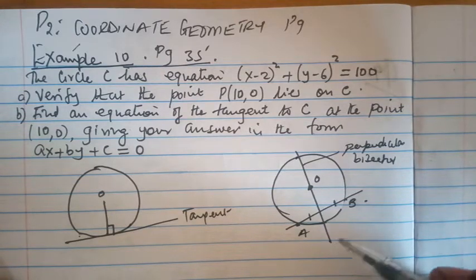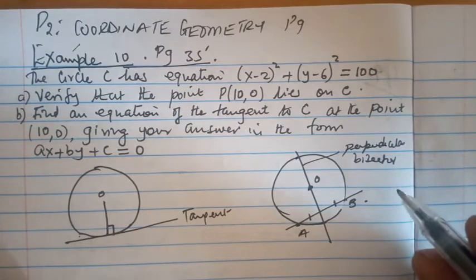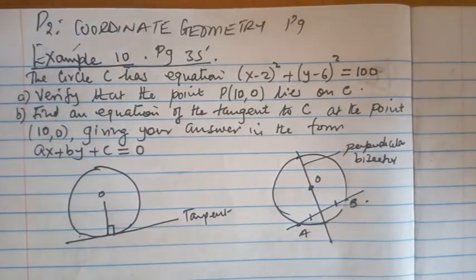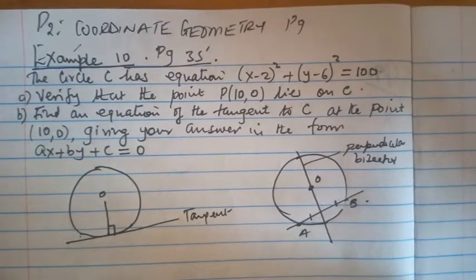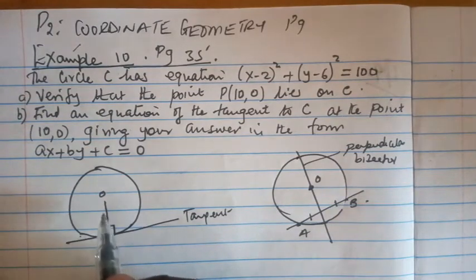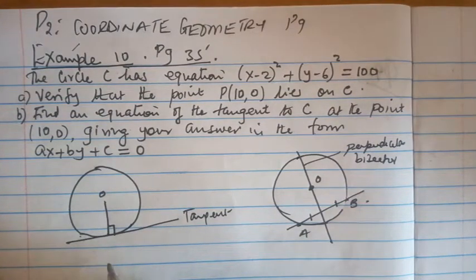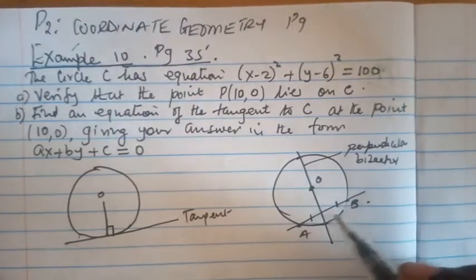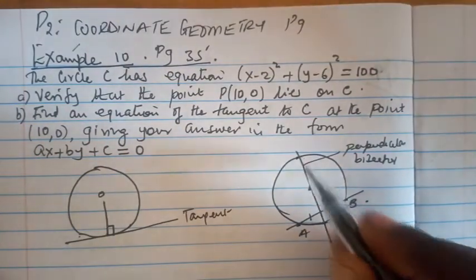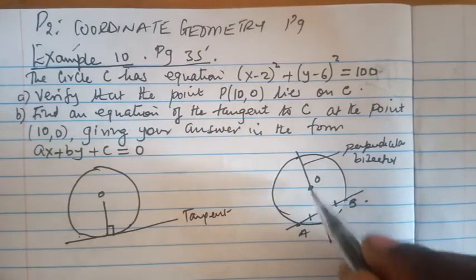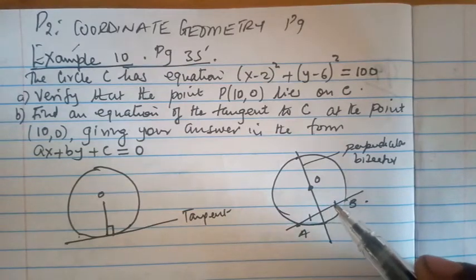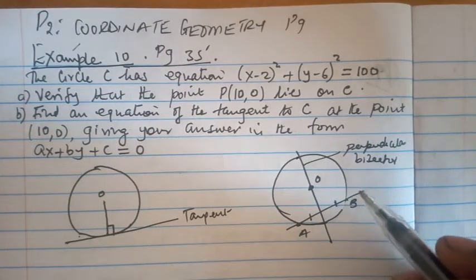So we must have those properties in mind even as we understand example 10. A tangent to a circle is always perpendicular to the radius of the circle at the point of contact, and a perpendicular bisector of a chord must always pass through the center. Those two properties must be understood.